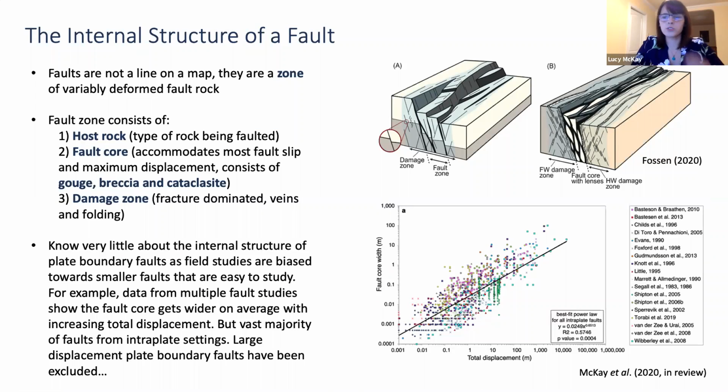So you've got the host rock, which is the type of rock being faulted, the fault core, which accommodates most of the fault slip and the maximum displacement, and the bounding fracture-dominated damage zone around the fault core. So the fault core can range from centimetres up to metres wide, and contains fault rocks such as gouge, breccia and cataclasite. And the damage zone, which can reach several hundred metres wide, may comprise fractured host rocks, subsidiary faults, veins and folding at all scales.